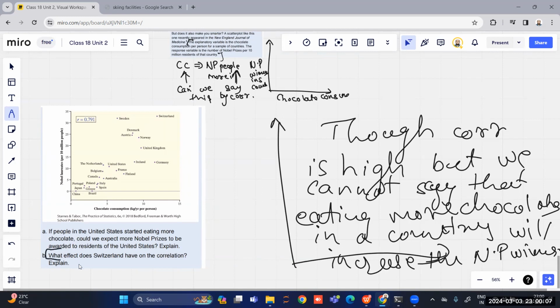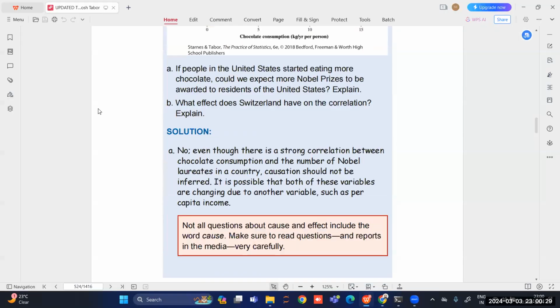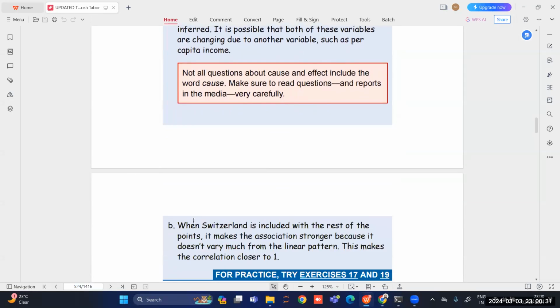What effect does Switzerland have on the correlation? Explain. So where is Switzerland here? I think it's here. You can see that there is higher consumption of chocolate here, as well as a higher number of Nobel Prize winners in Switzerland. So what he has commented, we'll see. When Switzerland is included with the rest of the points, it makes the association stronger, but it doesn't vary much from the linear pattern. This makes the correlation closer to 1.